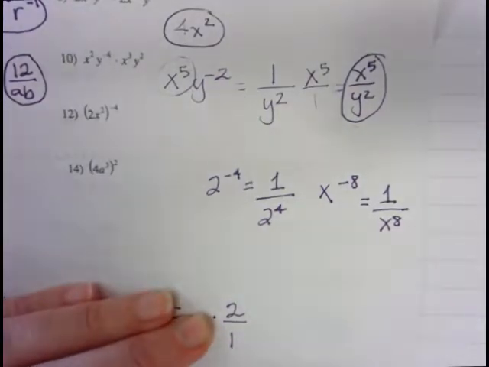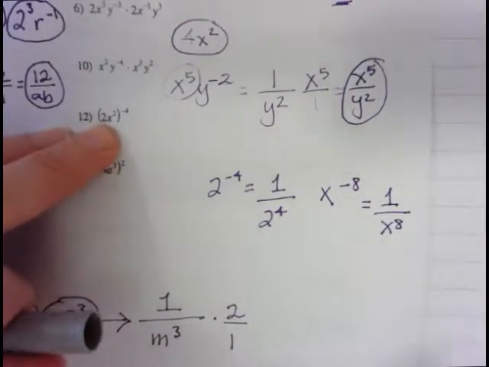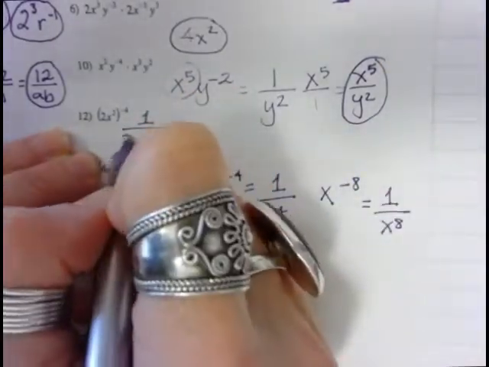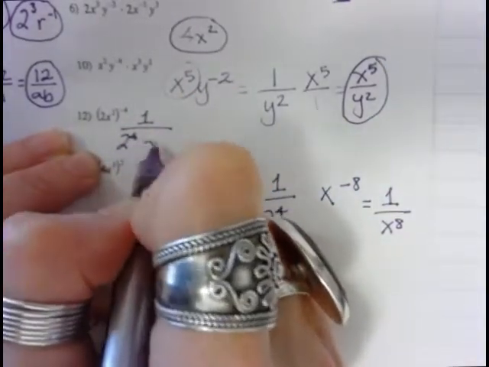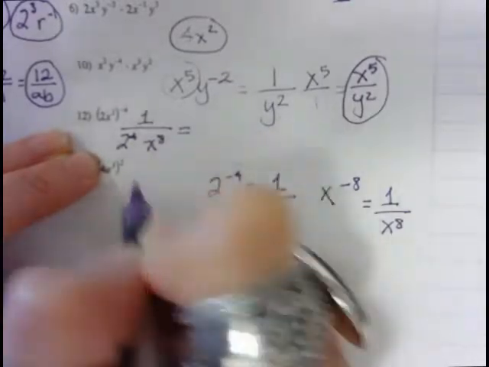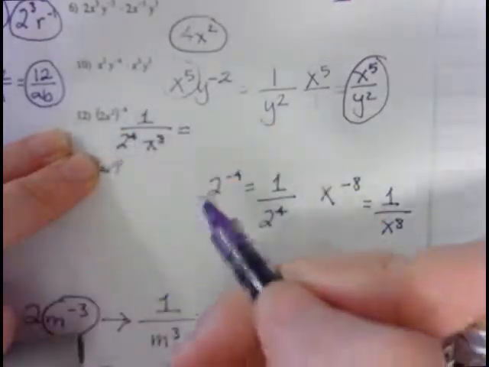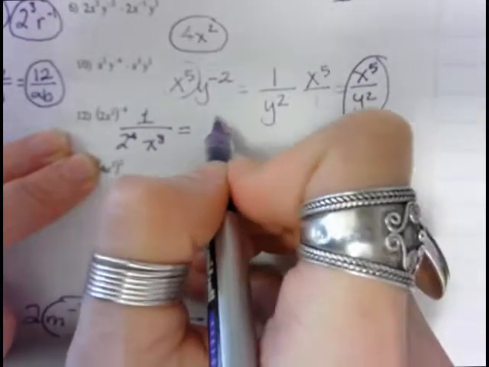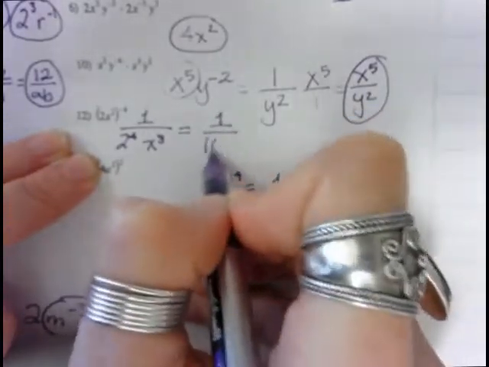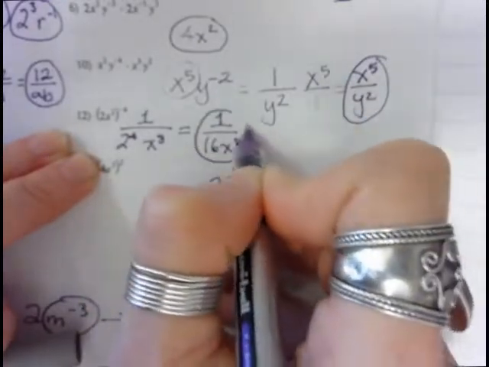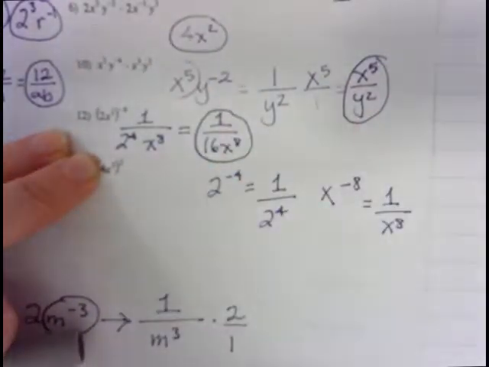So when all is said and done, I have 1 over 2 to the 4th times x to the 8th. And I can simplify this base 2. 2 times 2 is 4, times 2 is 8, times 2 is 16. 1 over 16 x to the 8th. That's my final answer on that one. Let's make sure that's nice and focused.